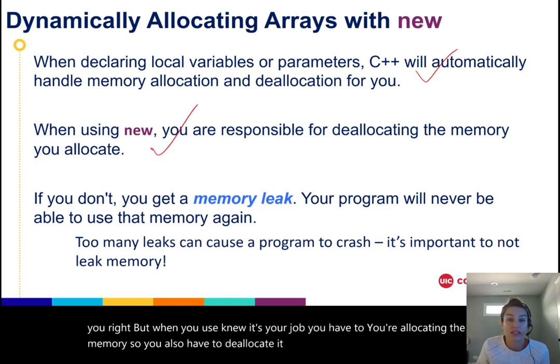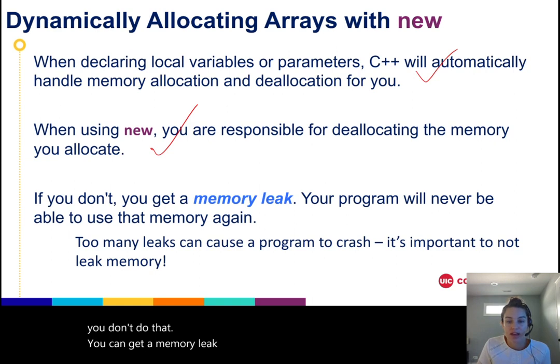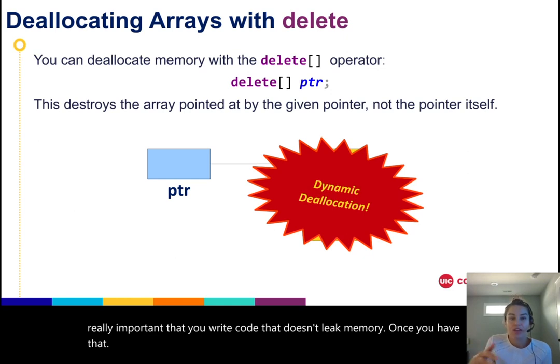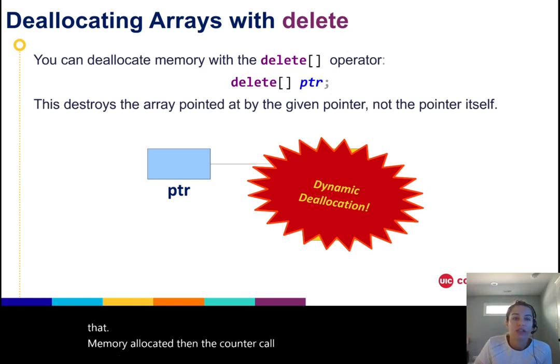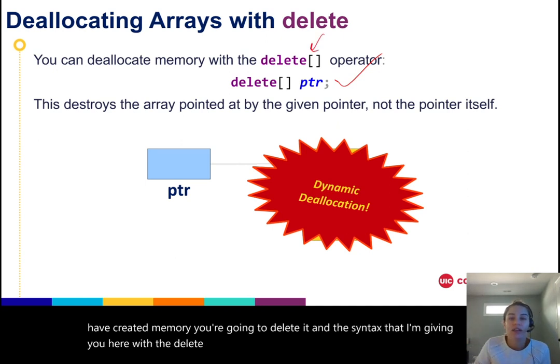And that's why people like C++ and what makes it so powerful, it gives you that power to do that. If you don't do that, you can get a memory leak, and that can cause the program to crash. It's really, really important that you write code that doesn't leak memory. Once you have that memory allocated, then the counterpart to every new is delete. So anytime you have created memory, you're going to delete it. And the syntax that I'm giving you here with the delete and the square bracket operator is going to destroy the array that the pointer points to.